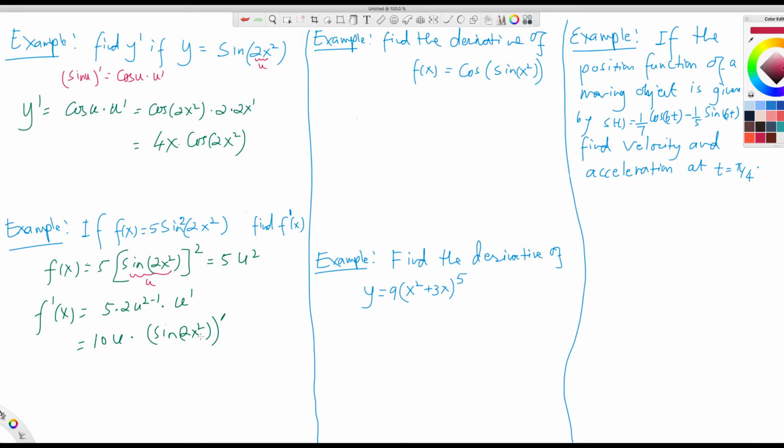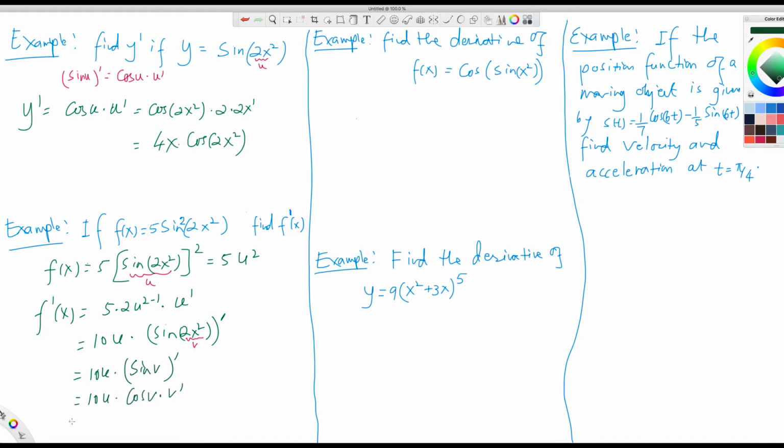Again, I want to find the derivative of this one, but it is not just sine x, it is like sine of something. Since we already considered that u, let us consider this as v, and then we will find the derivative of sine v. So it is 10u times the derivative of sine v. The derivative of sine v is cosine of v times the v prime.